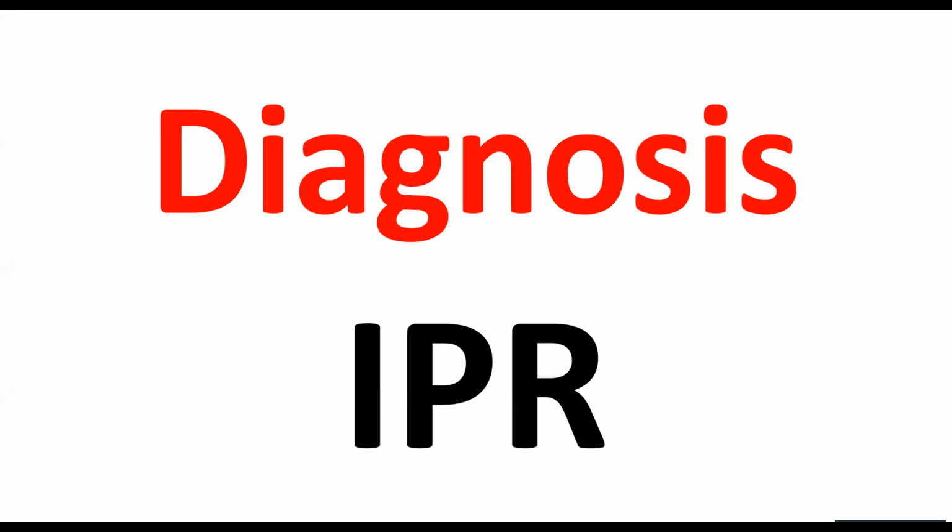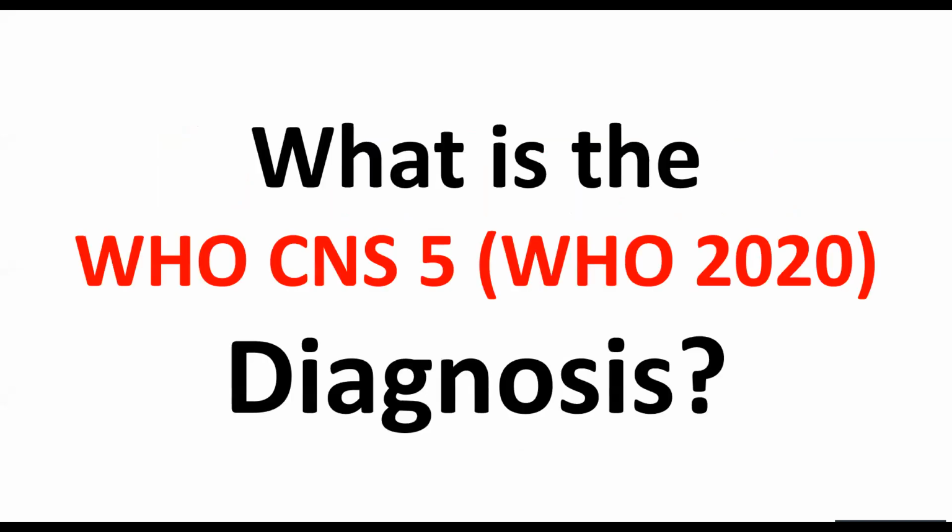Okay, let's do a diagnosis IPR, instant pattern recognition, all right? And I'm gonna vary it just a little bit. What I want to know is what is the World Health Organization Central Nervous System 5th edition diagnosis. Maybe it'll be known as WHO 2020. Comes out in a few months. We'll see. A lot of the chief editors are referring to it as the CNS5. I've been calling it the 5E for 5th edition. We usually refer to the year, WHO 2000, WHO 2007, okay, anyway.